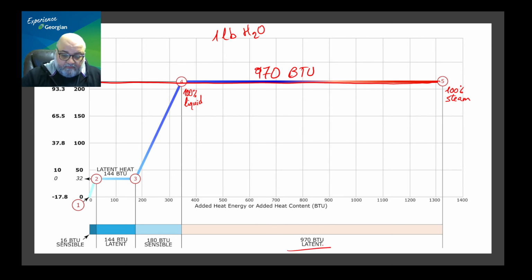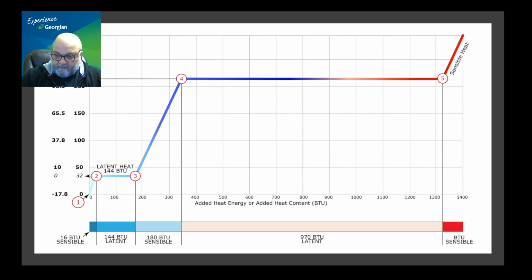So it is important now to do one more step that is going beyond point 5, where it is 1 pound of steam, 100% steam, at 212 degrees Fahrenheit. What would happen if I went beyond that point? Well, adding heat beyond point 5 will only increase the temperature of steam. Okay, you don't have liquid to boil, so it will just add to the temperature of steam.